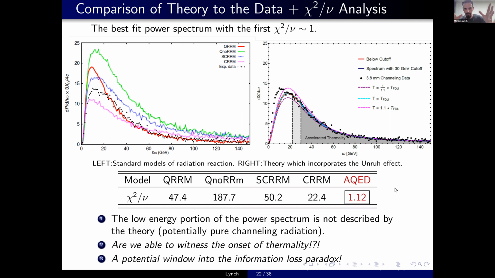Is this a window into information loss? What sort of things can we do with the fact that we have a data set where some of it's thermal, some of it's not? Is there some other information that we can get from this thing?